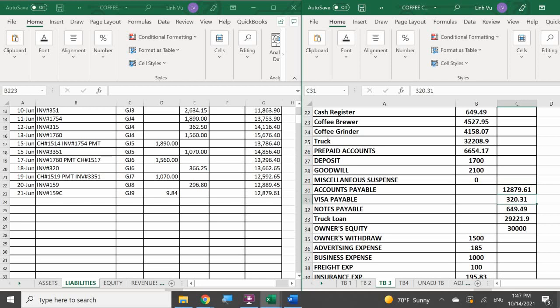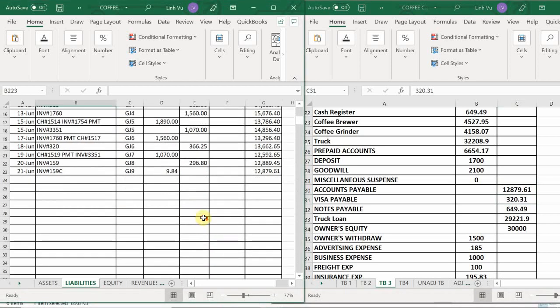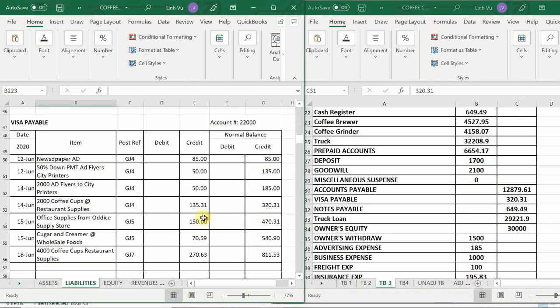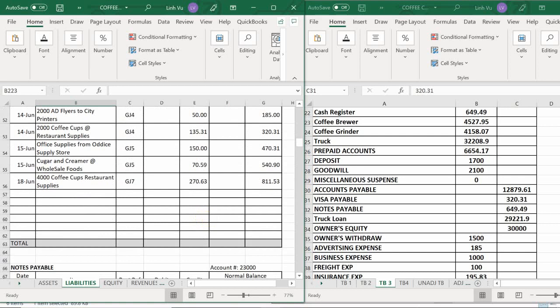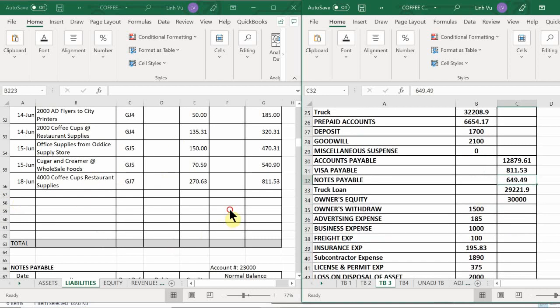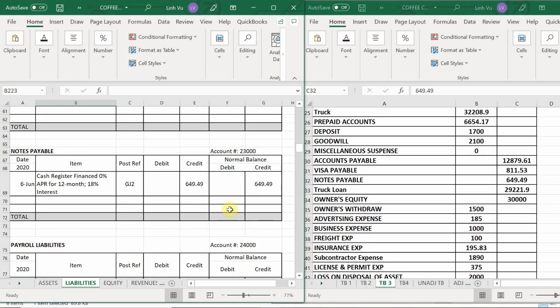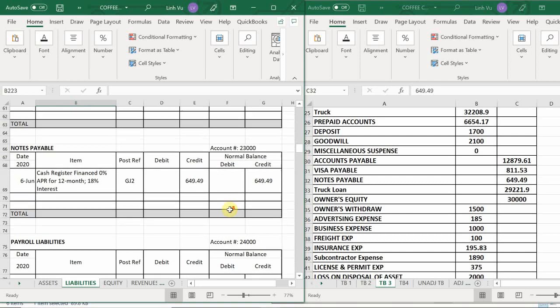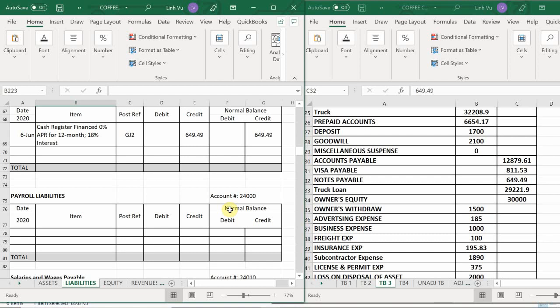Good. All right. What about my Visa payable? It is 811.53. Good. What about my notes payable? Notes payable is supposed to be the same. It's 649.49. Yep, 649.49. The same. Good. So that's the same.